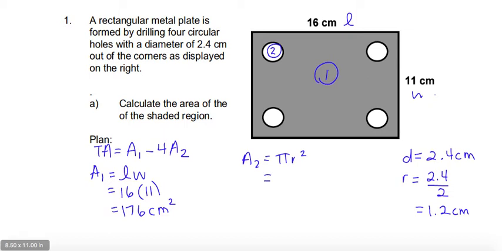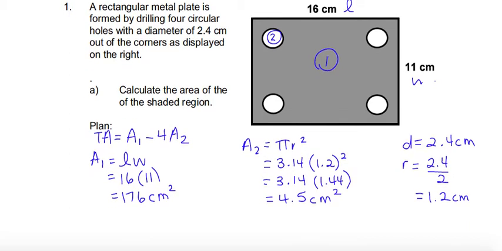So the area of my circle is 3.14 times 1.2 squared. Always following BEDMAS, so I have to do my exponent first. So 1.2 squared is 1.44. And 3.14 times 1.44 works out to be about 4.5, and my units are centimeters squared.